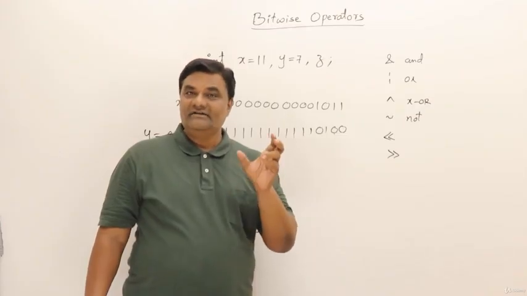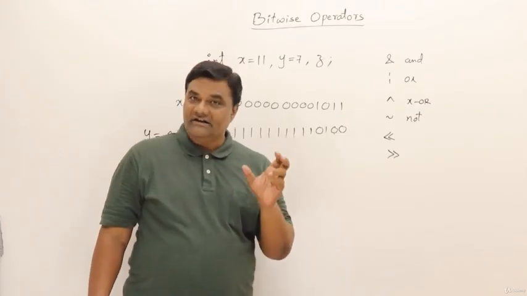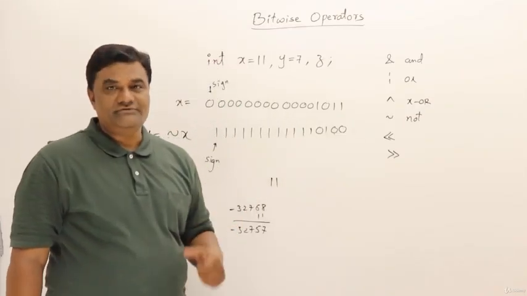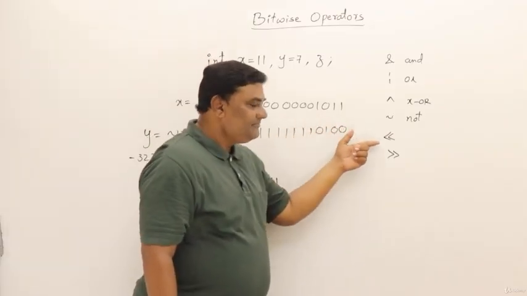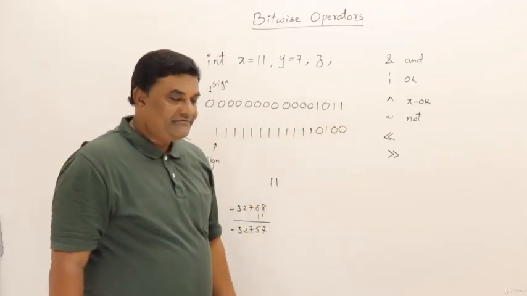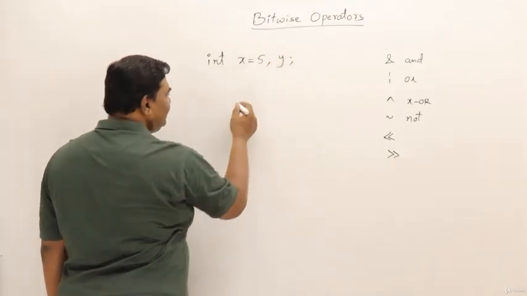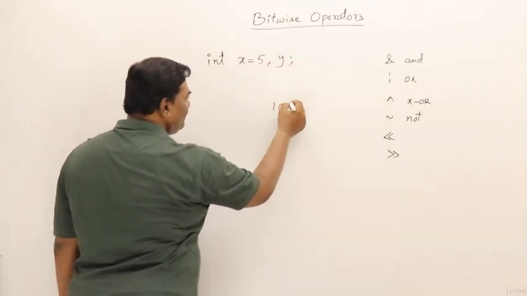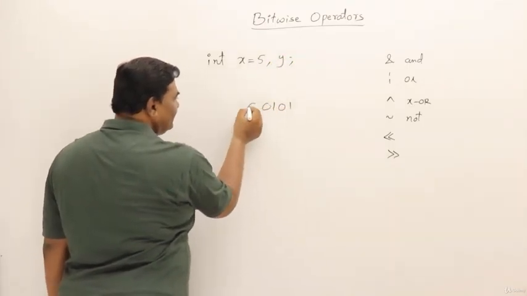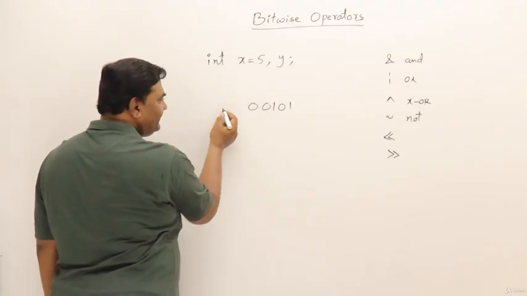So if you are writing hardware based or device drivers, there it is useful. Now let me show what it means by left shift and right shift. I will take the value of x as 5 and y. So in binary form, 5 is 1 0 1, with all the leading bits as zeros.